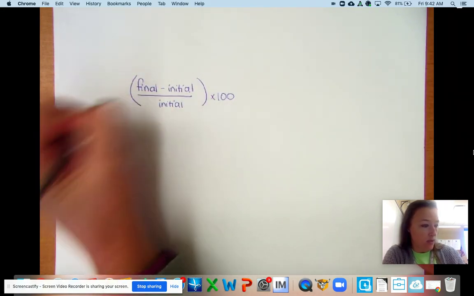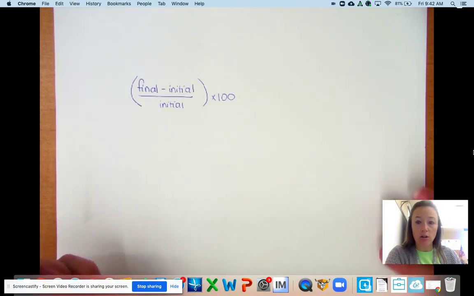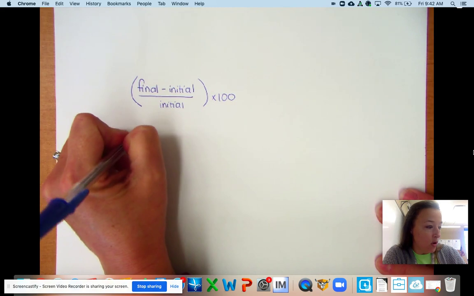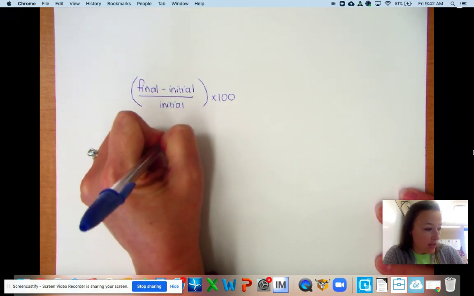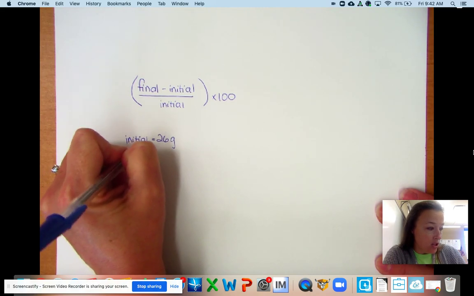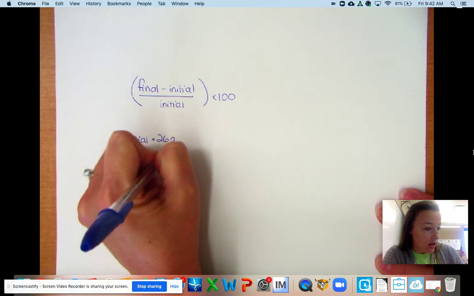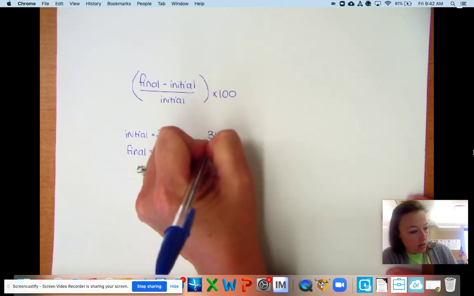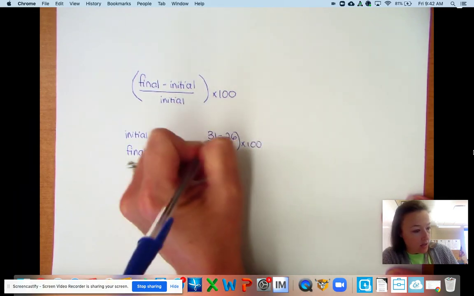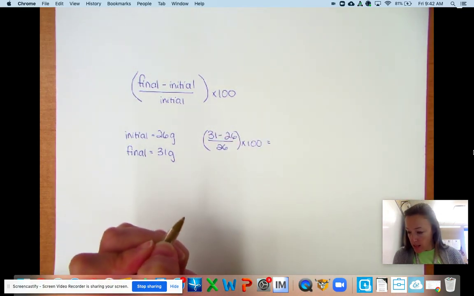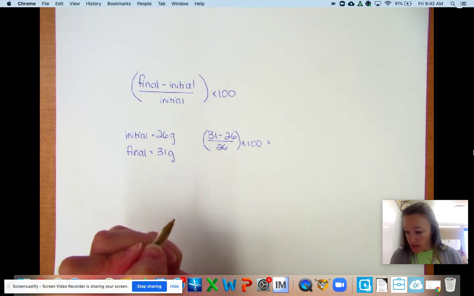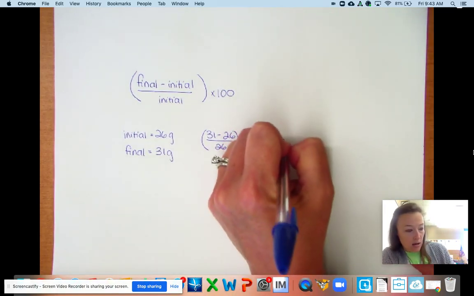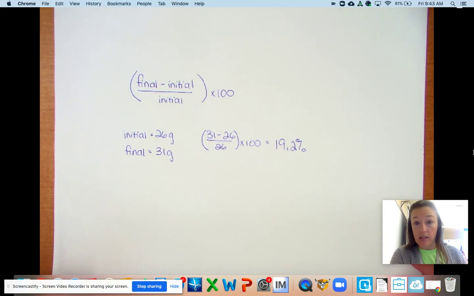times 100. Okay, so let's say that we had our little potato cores, or let's say that we'll just talk about one of them, and we weighed it before, and so the initial mass was 26 grams. And then we come back on day 2 and we weigh it again, and it is now 31 grams. Okay, so our final minus our initial over our initial times 100, and that is going to be 31 minus 26 is 5. 5 divided by 26 times 100 is 19.2%.